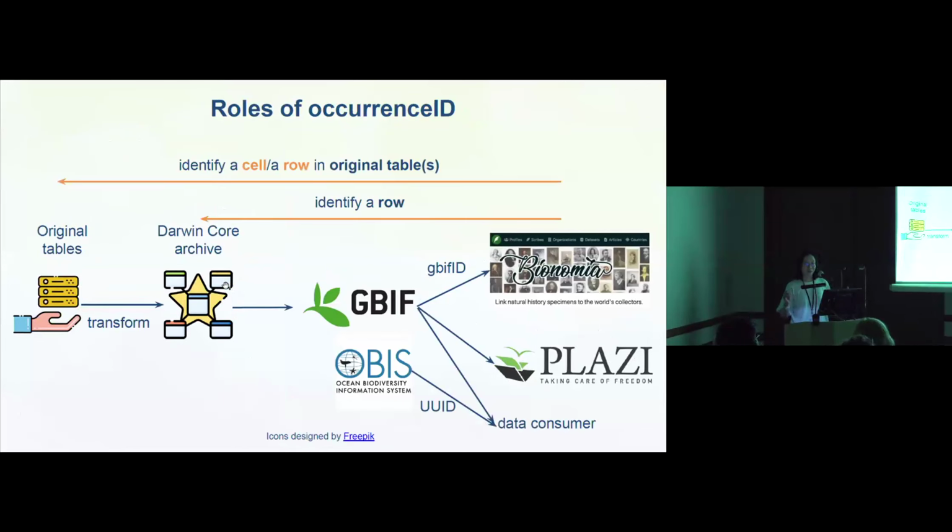Well, then what is the role of occurrence ID? From the downstream applications and users up to the Darwin Core Archive, occurrence ID is used to identify a row. But if you want to correct something, we need to correct it here at the original tables because they are maintained by our data provider. So this process here is done by a human, and occurrence ID serves to identify a cell or a row in the original tables.